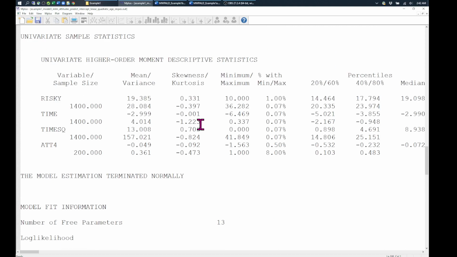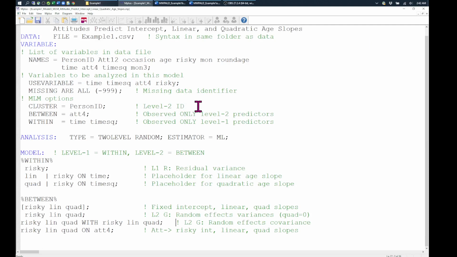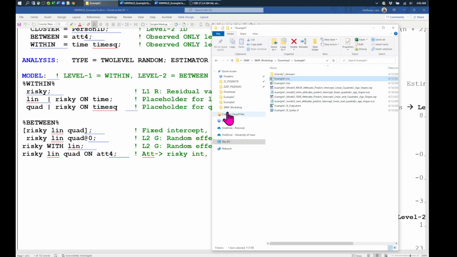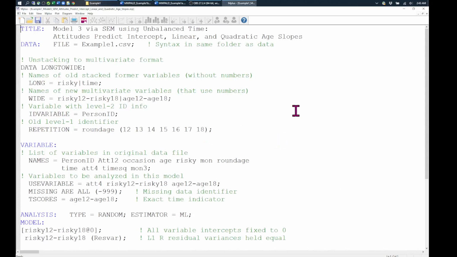Do you want to see what it would look like as a single level SEM? Okay. So functionally, the code that I'm working with right here is the univariate version of a multilevel model, because I'm only predicting one outcome. But to extend it to multiple outcomes, you just list them, keep listing them. I'll have examples of that later this afternoon. But we can look at the SEM version, which is this one right here. It's the other input file in that same directory. Example 1, model 3, SEM, attitudes, predict, slopes, etc.